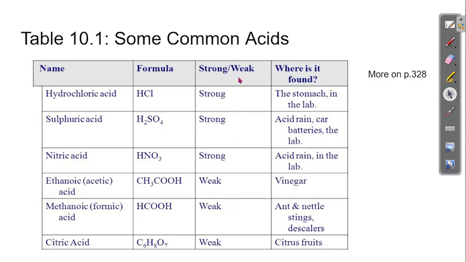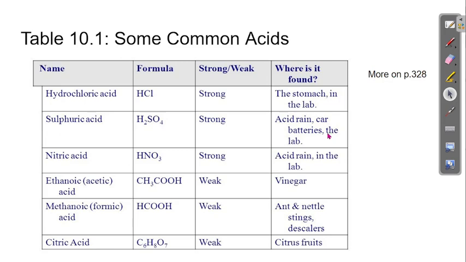How acid an acid is different for different acids. Some are strong acids and some are weak acids, and you're going to see that in more detail pretty soon. Okay? So hydrochloric acid is a strong acid, and you find it in the stomach, also in the lab.